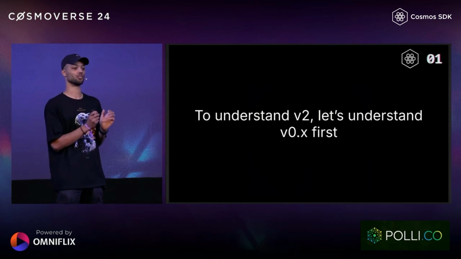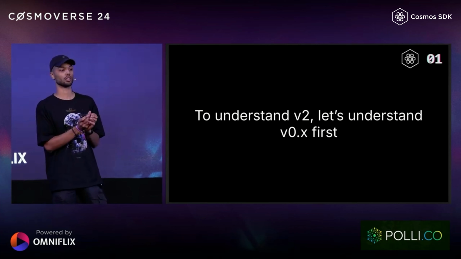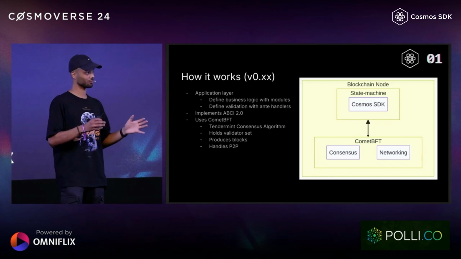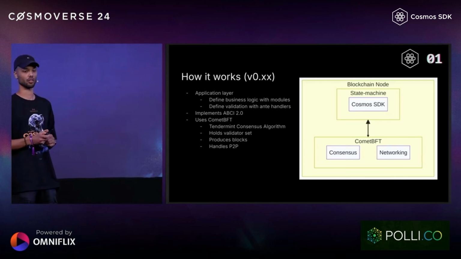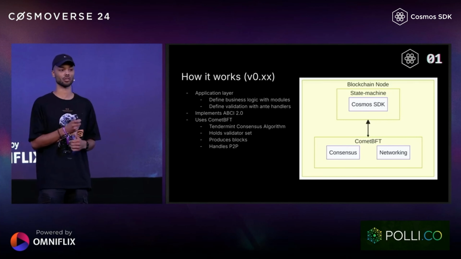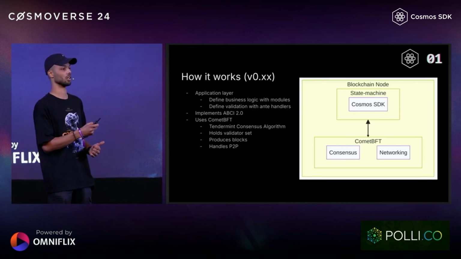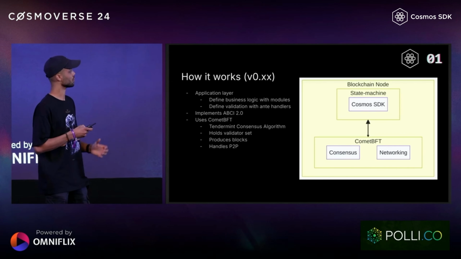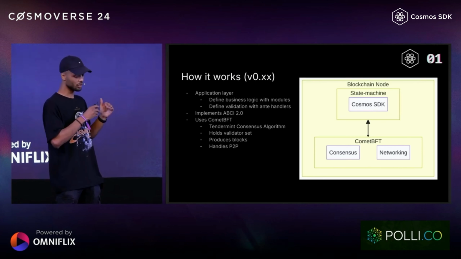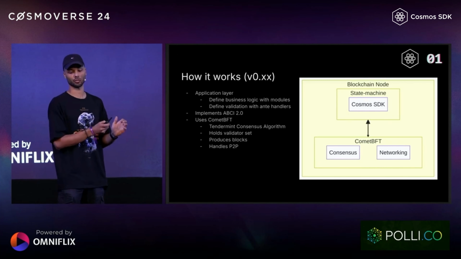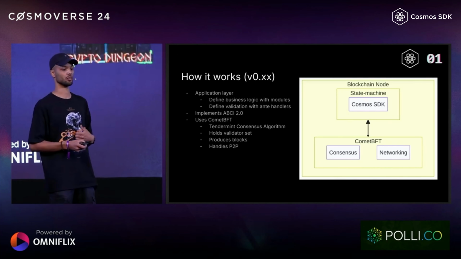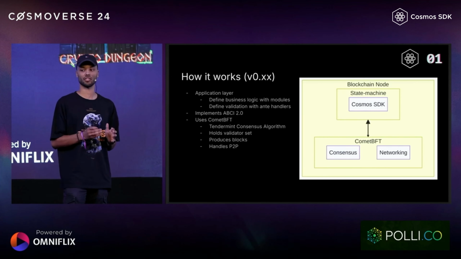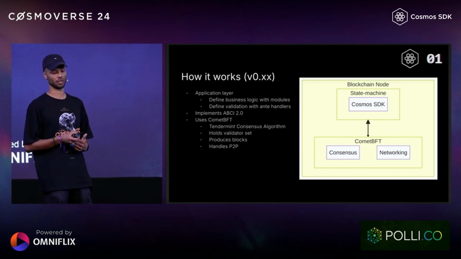So before I dive into V2, we'll get a bit technical. We have to understand a bit how the stack works. So as I mentioned earlier, the Cosmos SDK is the application layer. So you define all your business logic within your modules. You define extra validation that will run before the TX with the ante handler. And the application is really the state machine. So we do not handle any consensus or networking. This is all done by Comet BFT that implements the Tendermint consensus algorithm. So this does the processing of the block, the peer-to-peer, etc. The Cosmos SDK just interacts with, extends the ABCI interface, which is quite handy.